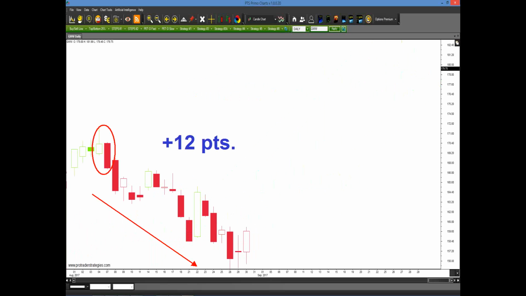Here's an example in GWW. We had a bearish engulfing pattern. Bar number 2 is red, so it's valid, and you went down 12 points from there. Remember, we're not telling you where to get out. You had a potential to make 12 points. You could have exited with a point gain or could have exited with 6 points, 10 points. It's up to you. Remember, you're in charge of your trading.